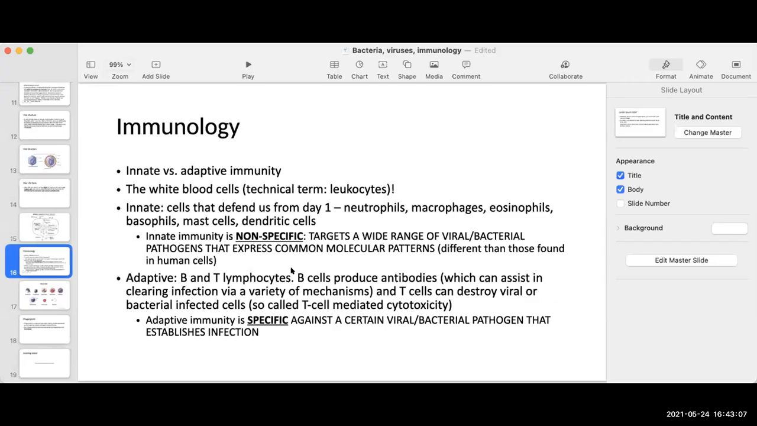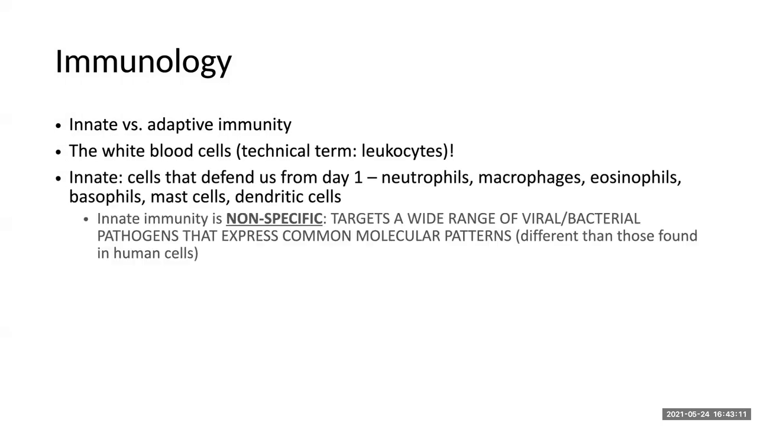This is immunology, and there's really two branches. There's the innate immune system and the adaptive immune system. The innate immune system consists of a few different cell types. Innate white blood cells are cells that we're born with. So they're fighting infection and helping us from day one, from as soon as we're born. Some types of cells that are part of the innate immune system are neutrophils, macrophages, eosinophils, basophils, mast cells, dendritic cells.